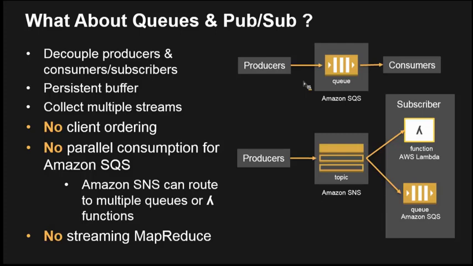There's one exception to this. If you use SNS and you have multiple queues, you can bifurcate some of this as well. But in general, this is not a good technology to build classic stream processing applications, but you can use them as a persistent buffer, to aggregate data from multiple streams, or to decouple producers and consumers.